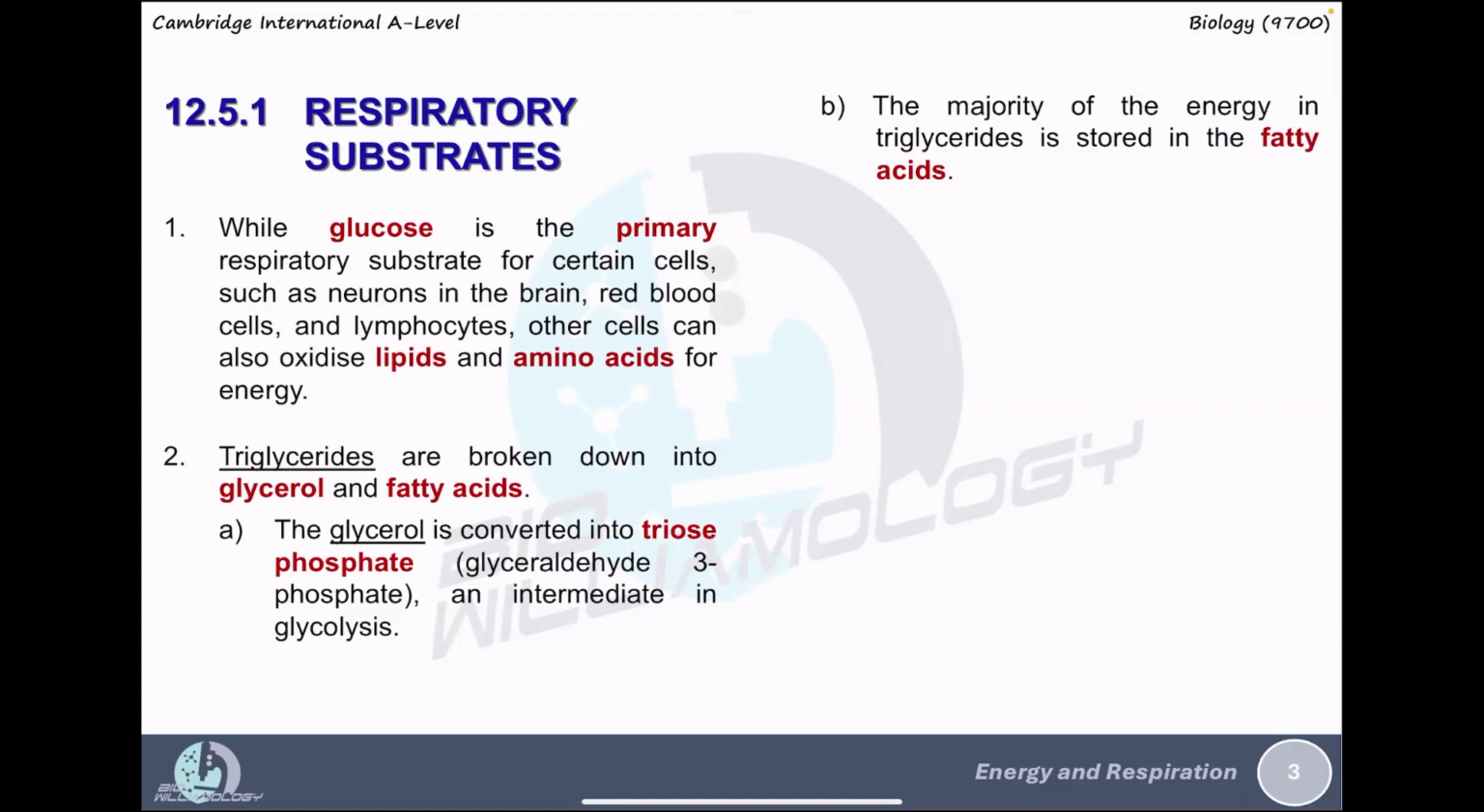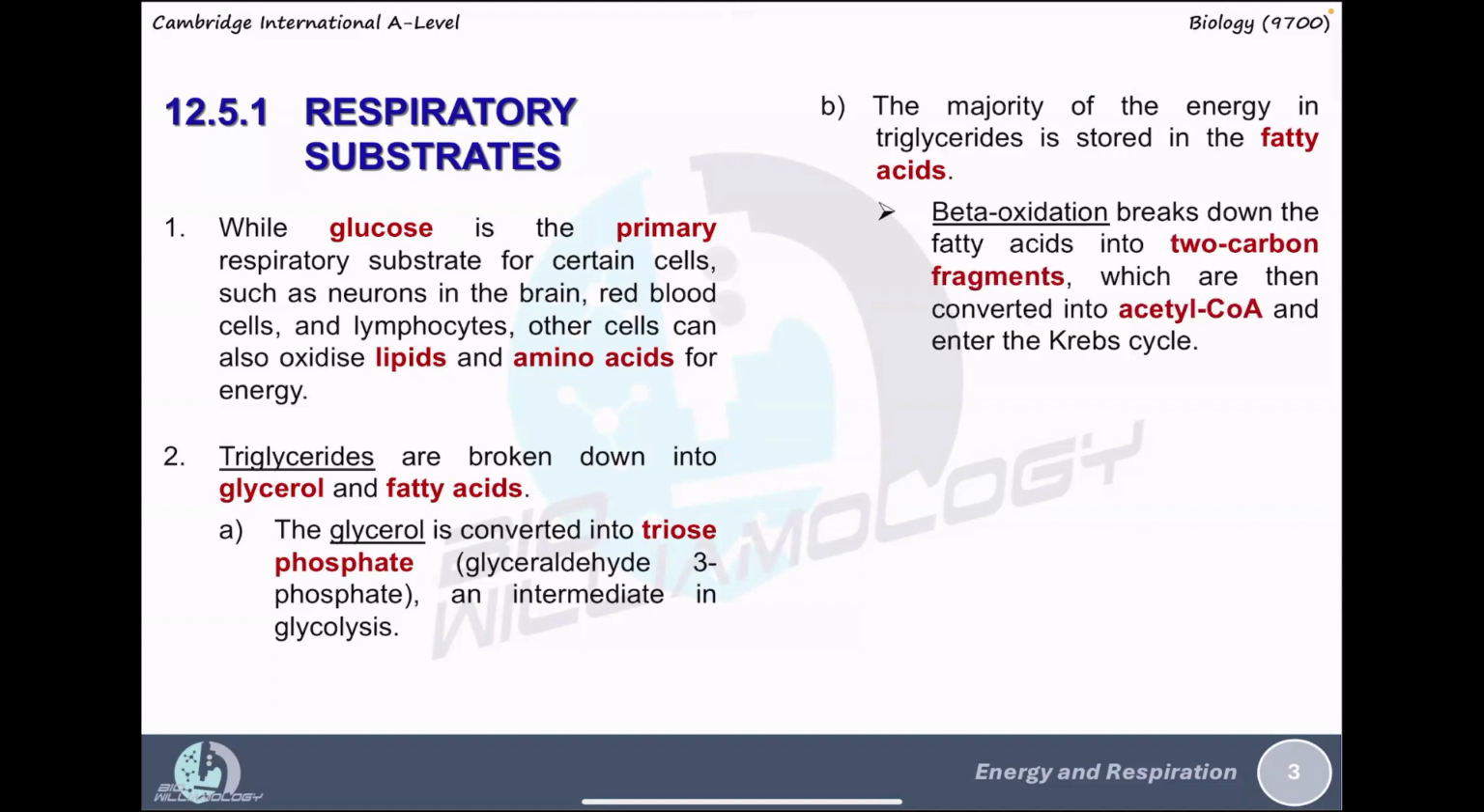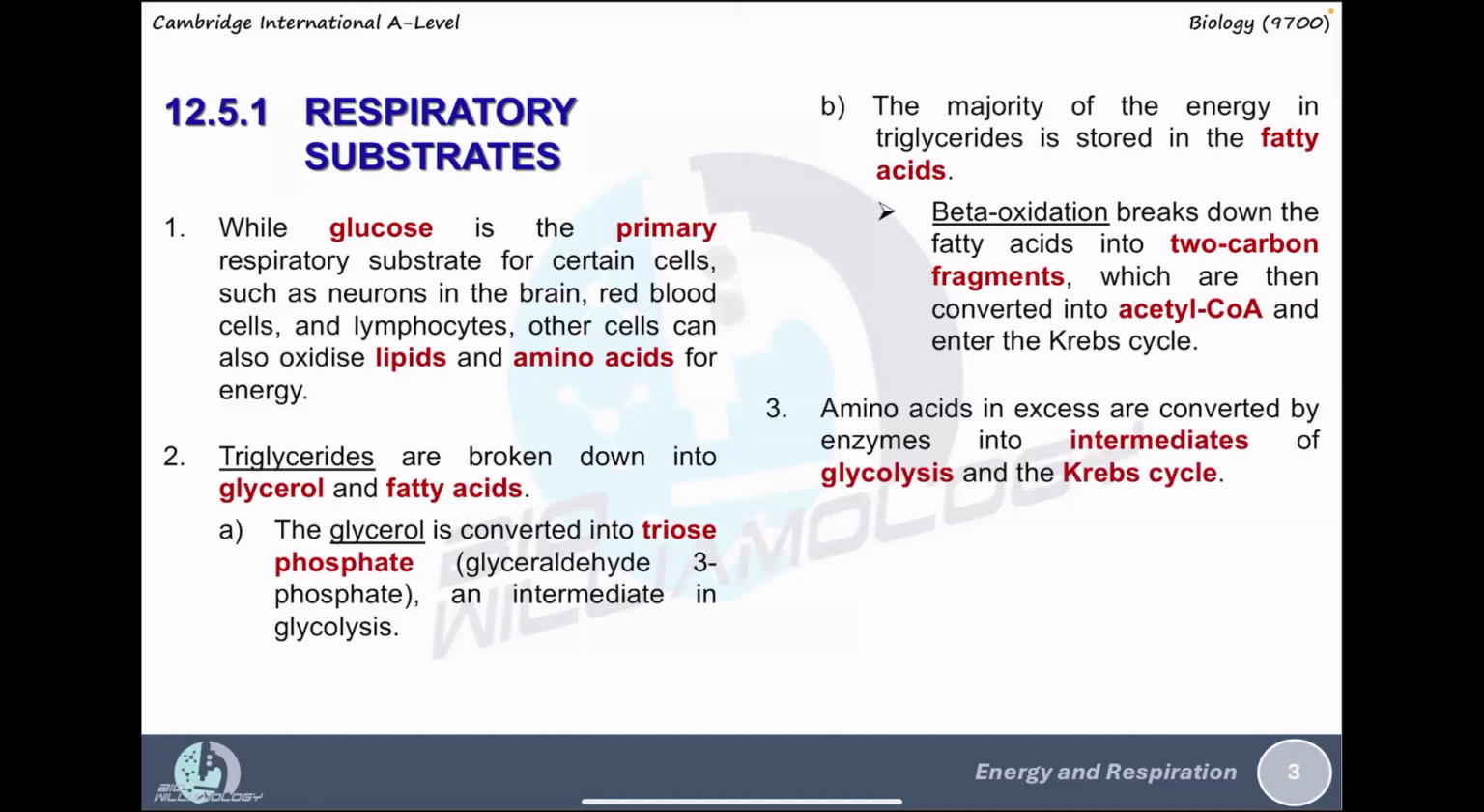The majority of the energy in triglyceride is actually stored in the fatty acids. Beta oxidation occurs and breaks down the fatty acid chain into 2-carbon fragments. These 2-carbon fragments combine with coenzyme A to form acetyl-CoA, and coenzyme A carries this acetyl group into the Krebs cycle.